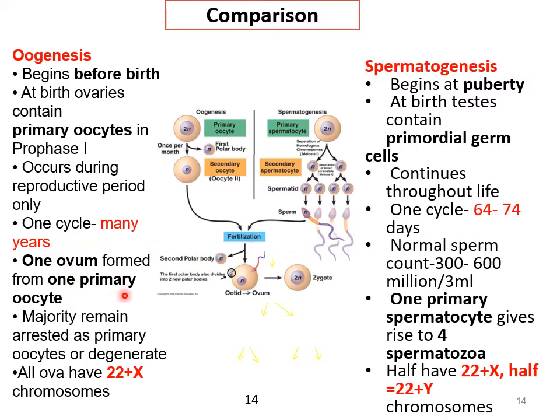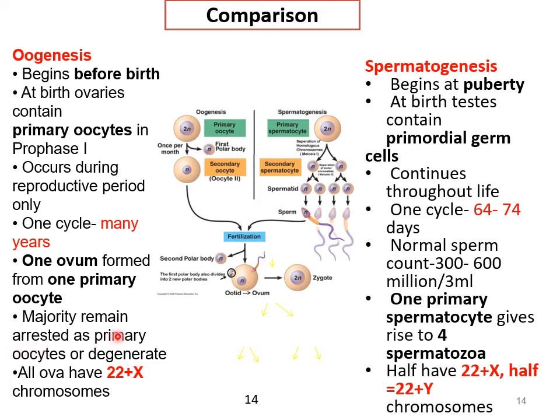Now, one primary oocyte gives rise to one ovum, whereas one primary spermatocyte gives rise to four haploid spermatozoa or sperms. So what is a normal sperm count? It is usually 300 to 600 million per 3 ml of ejaculate fluid. Per ml, obviously it would be 100 to 300 million, dividing by 3, right? So you can remember it like that, per 3 ml.